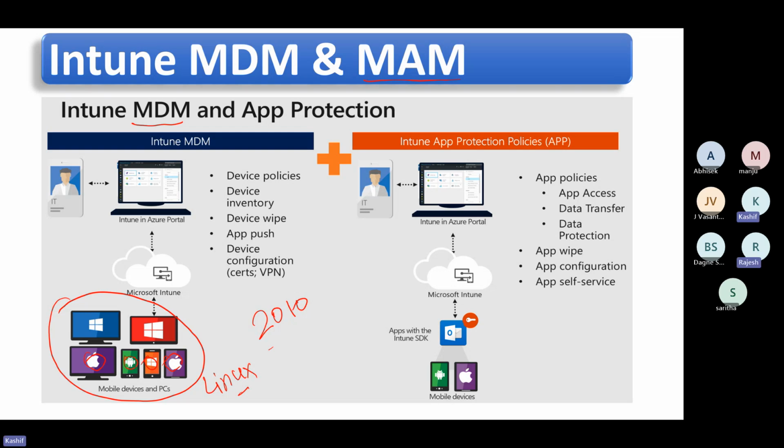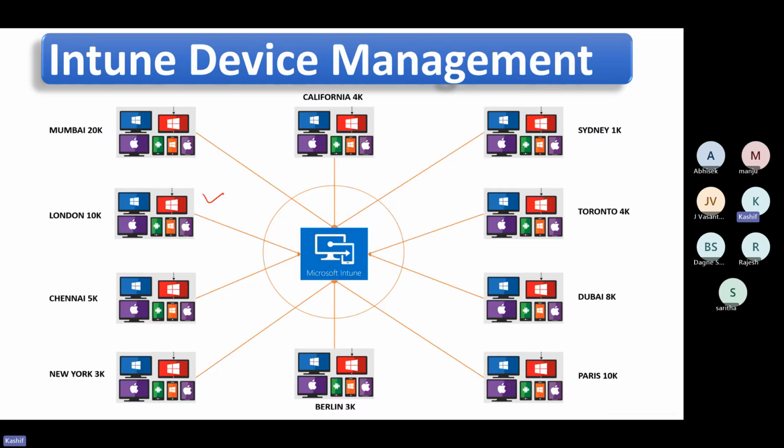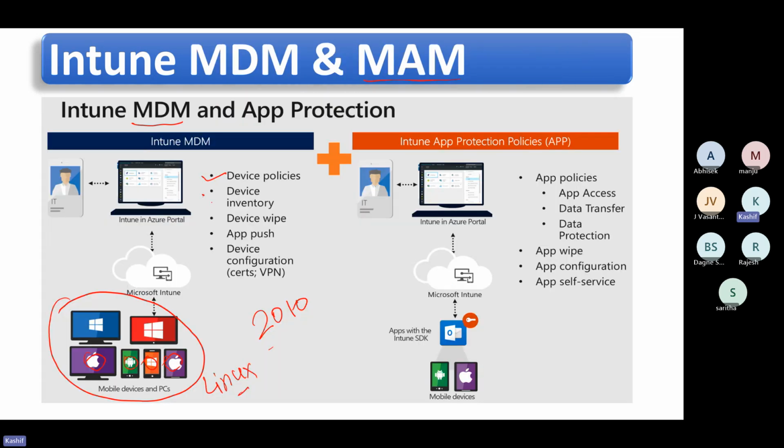What all things can you do on a mobile device? You can deploy policies on the devices. You can find out the inventory of the devices. You can wipe the device in case the device is lost. Then you can deploy applications, and you can deploy device configuration. So there are various things you can do. These are just the core features of Intune. Similarly, we have application management.